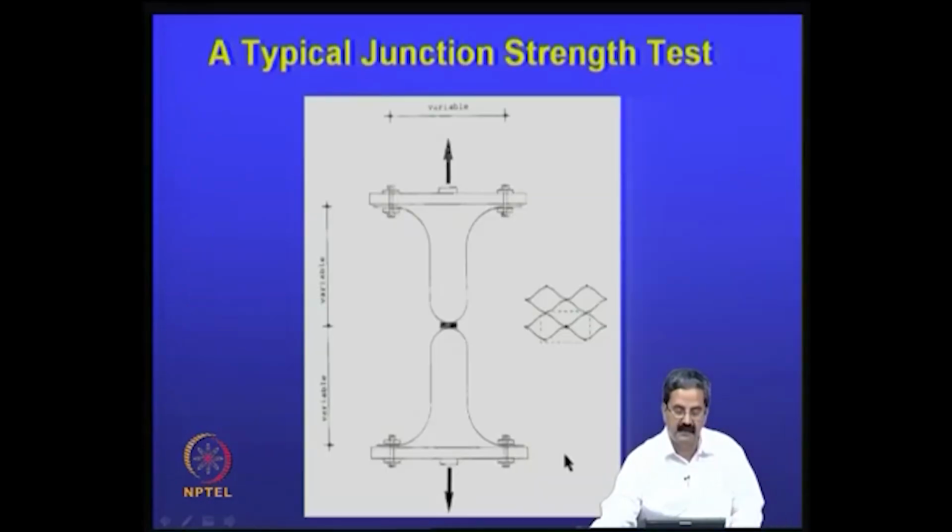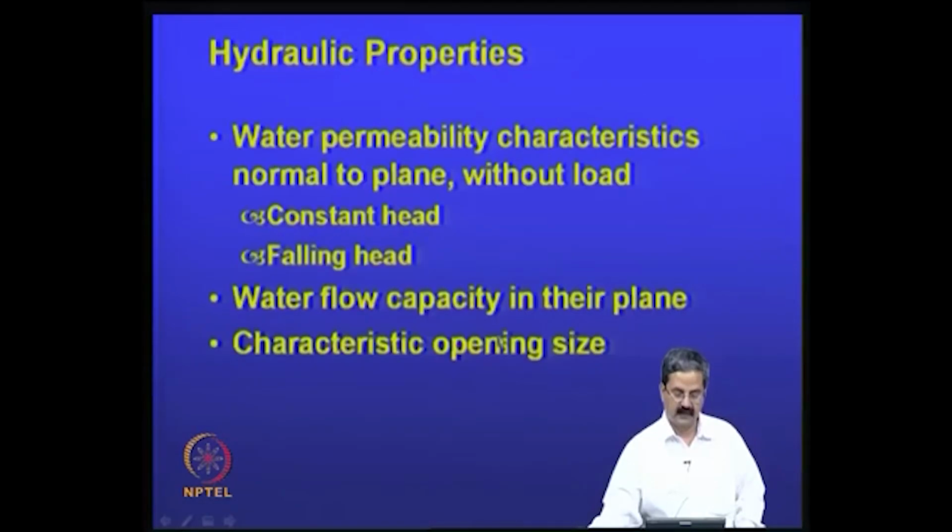So, we try to test them for a typical junction strength. For example, this is what I mentioned, a geocell. This is what is called junction strength. If that is not good, then it is not going to be very effective. So, you have to test this particular junction strength, and you calculate it using the procedure.